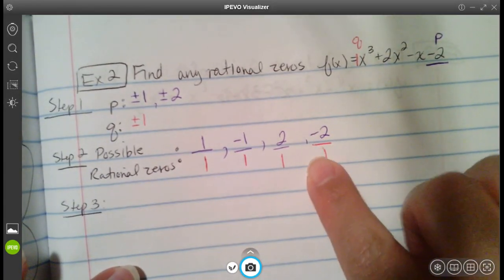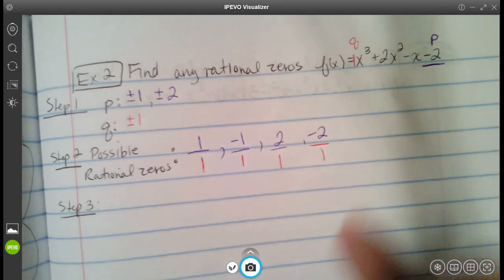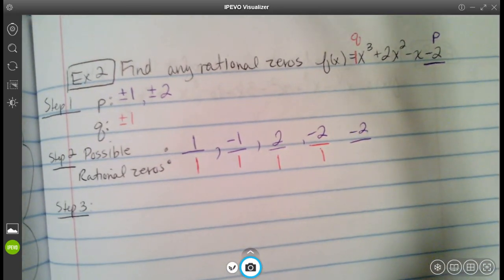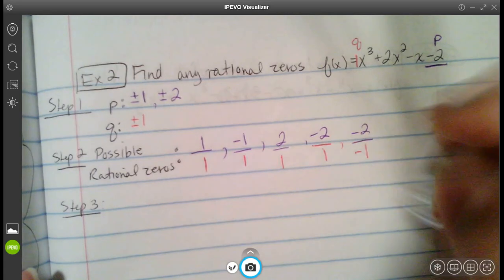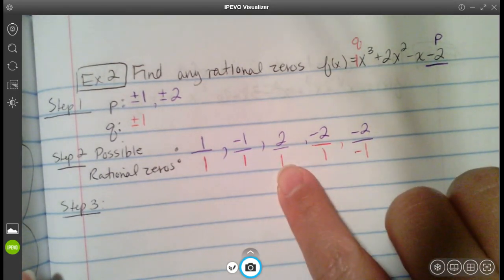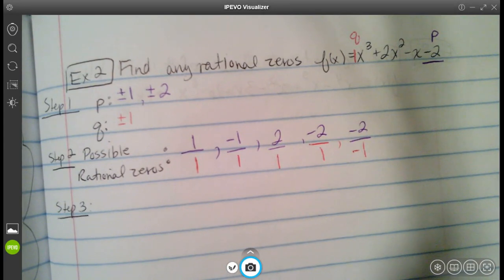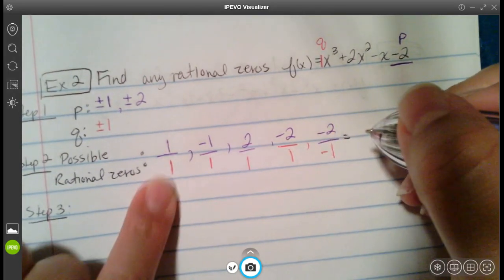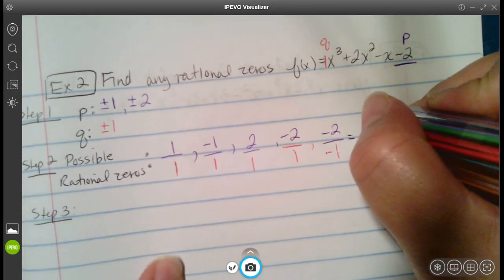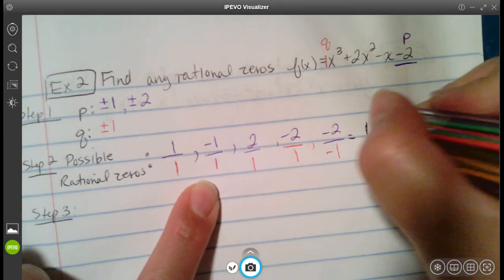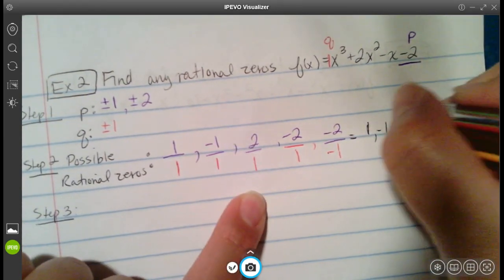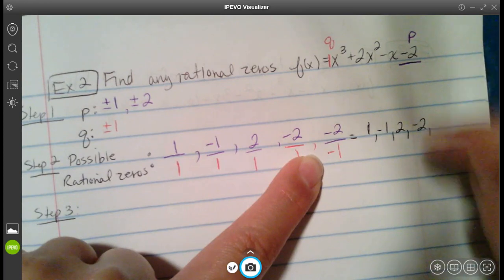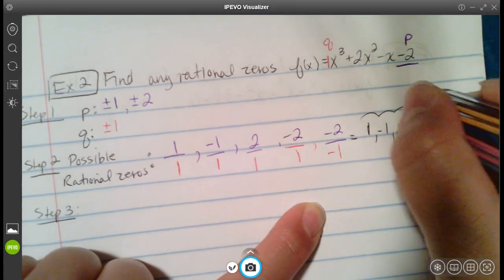Please note that I could put it over -1, but if I do something like -2 over -1, and I can write it down if you want, notice that this is going to be the same as this one. Once you have your combinations, you can do another optional step and reduce them. So 1 over 1 would be 1, -1 is going to be -1, 2 over 1 is just 2, -2 over 1 is just -2, and this one is +2. We already have it.